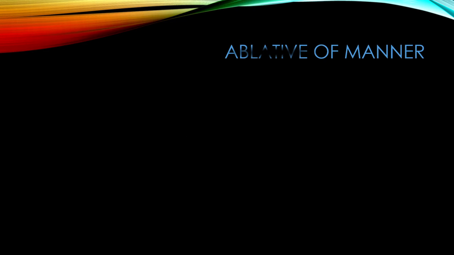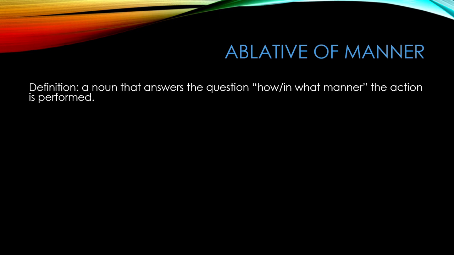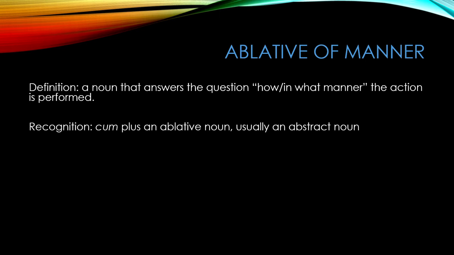The final use of the ablative introduced in this chapter is the ablative of manner. It is a noun, never a pronoun, that answers the question how or in what manner the action is performed. It is the preposition cum plus the ablative of the noun, which will usually be an abstract noun. It is also translated as with plus the noun, which is why it is easily confused with the ablative of accompaniment.